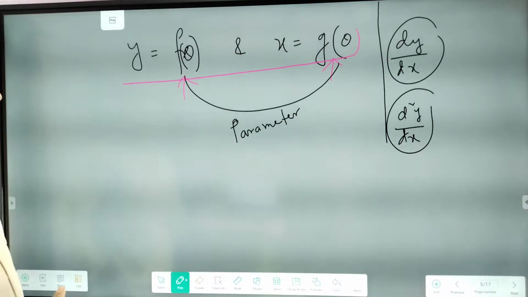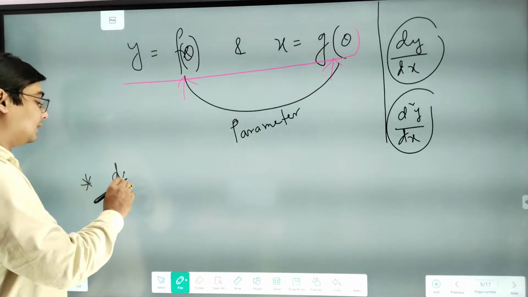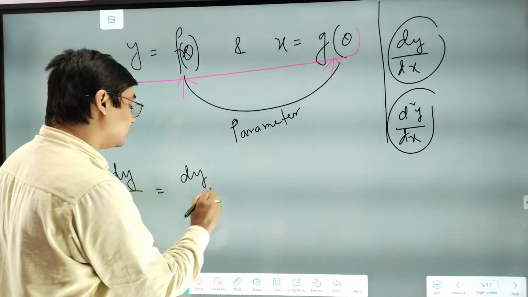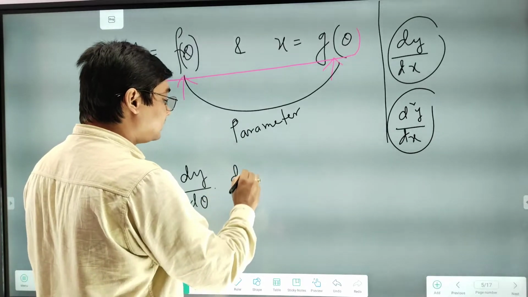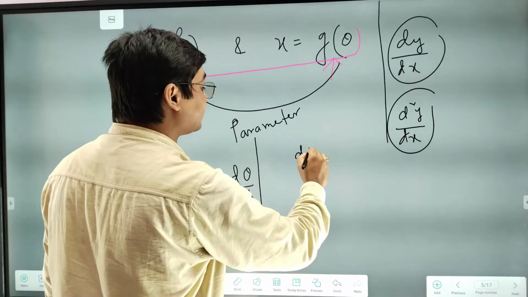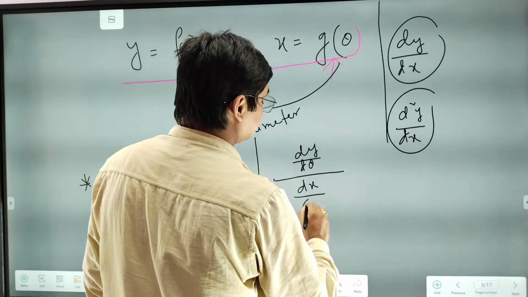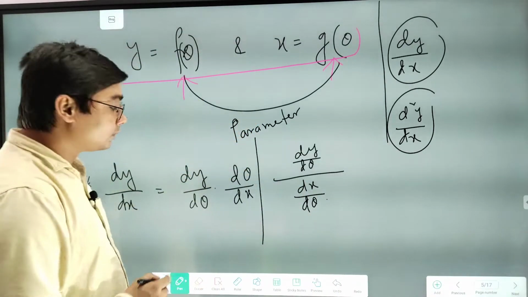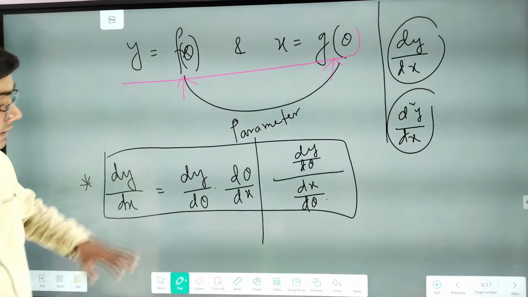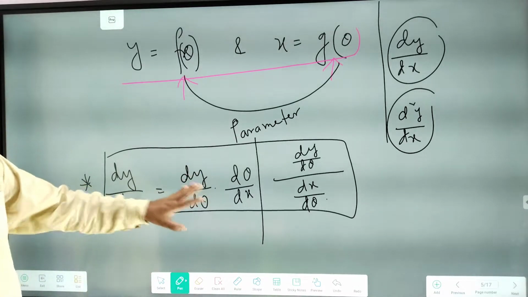Then what you do here, there is a formula. Guys, you need to remember this formula, dy by dx. You can write dy by dx like this way, dy by d theta times d theta by dx. Or you can write it this way also, dy by d theta divided by dx by d theta. These are called the chain rule. You just have to remember these formulas.